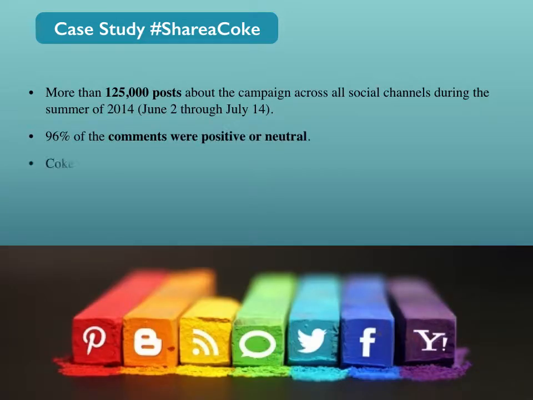Okay, so these are the stats that I had read to you before. This is according to the Wall Street Journal. So once again, more than 125,000 posts about the campaign across social channels during the summer of 2014. 96% of the comments were positive or neutral. And Coke sales rose 2.5% in dollars during the campaign.